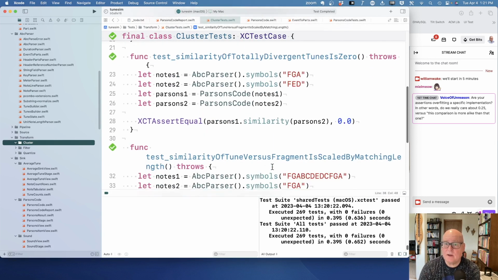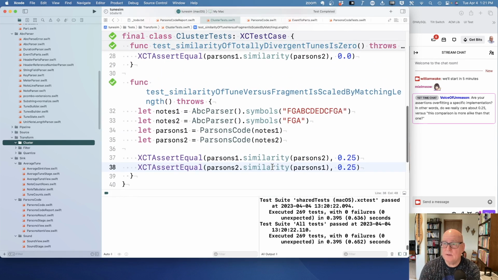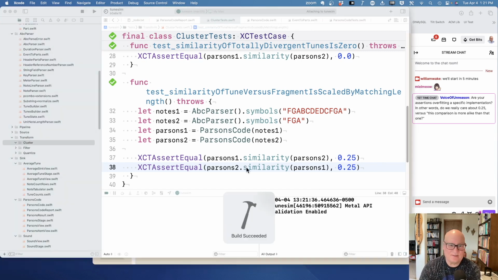No, I really do care about 0.25. I want it to be scaled by length. So if this is a 1 and it's a quarter the length, I really do want it to be a quarter, because if I go back to my run, and welcome, voice of unreason. See, it's your first time here.